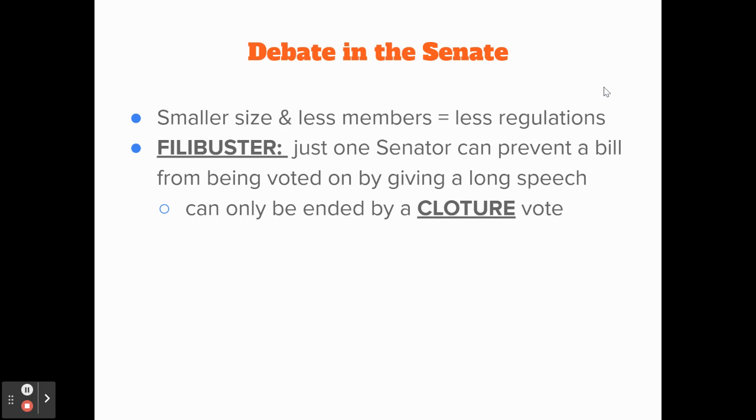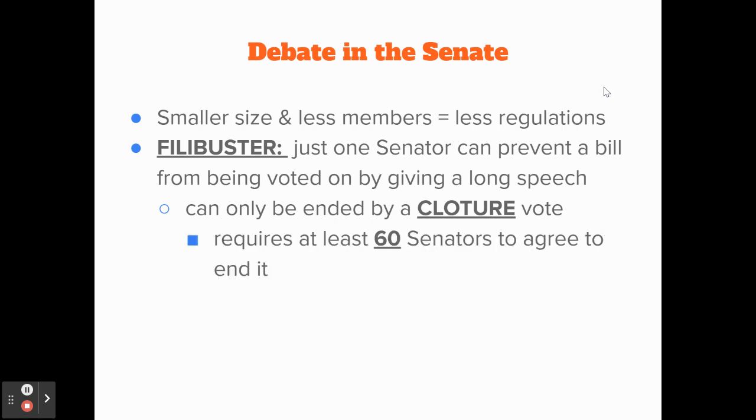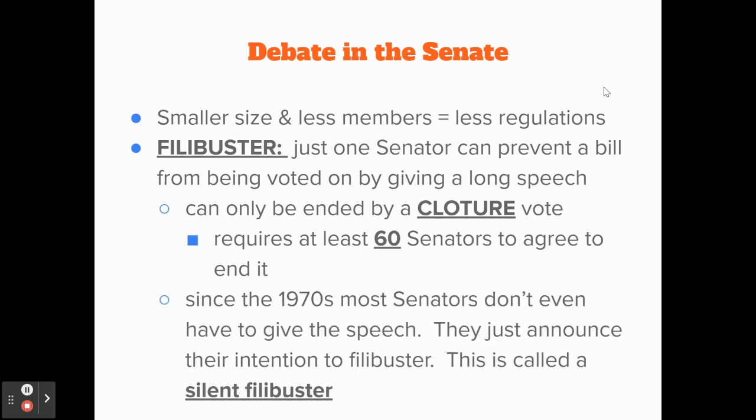A senator that expresses a willingness to filibuster, and the whole point is to give a really long speech that would prevent the voting of a bill, can only be stopped by what's called a cloture vote. And cloture is when 60 senators agree the filibuster can be stopped. There used to be these epically long speeches that senators would deliver to prevent a bill from being voted on.